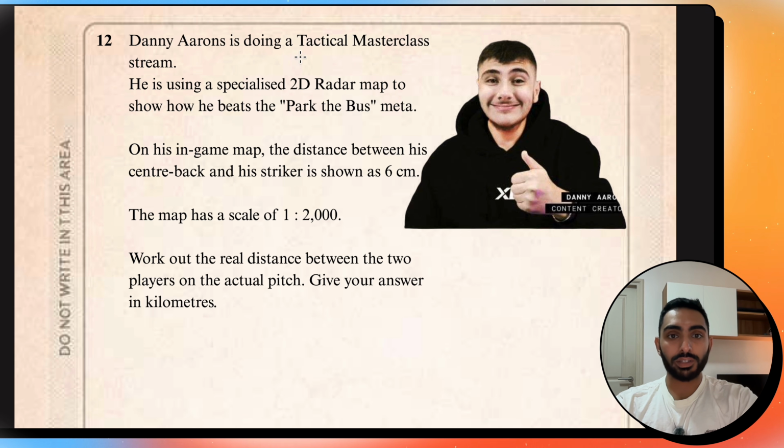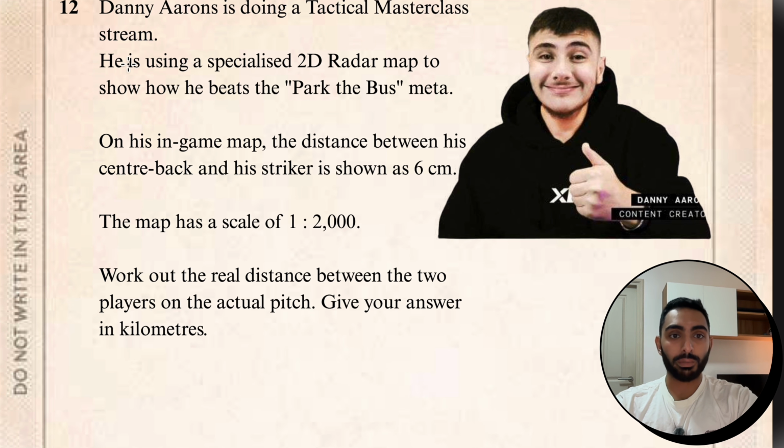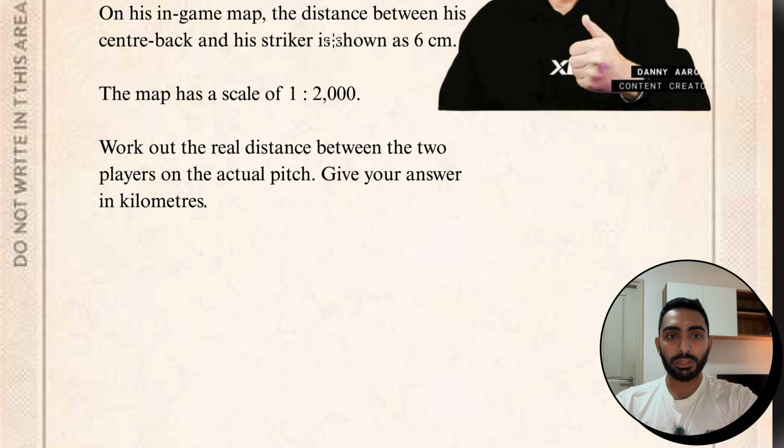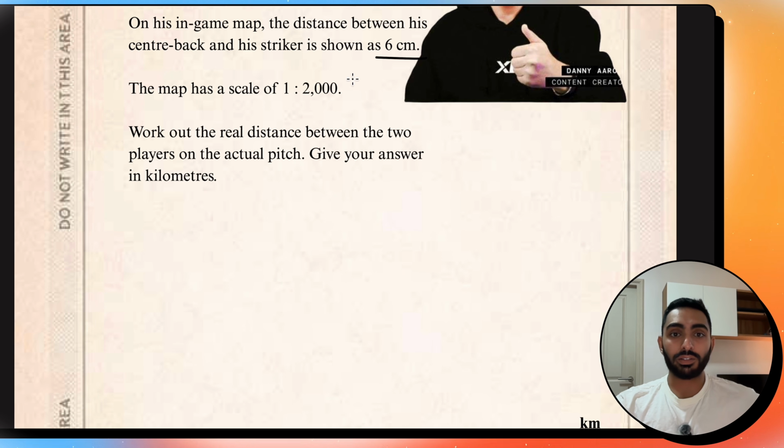Question 12. Danny Aarons is doing a tactical masterclass on his stream. He is using a specialized 2D radar map to show how he beats the Park the Bus meta. On his in-game map, the distance between his centre back and his striker is 6 centimeters. The map has a scale of 1 to 2,000. Whenever you see scales, these are always going to be in centimeters unless they say otherwise. Work out the real distance between the two players on the actual pitch. Give your answer in kilometers.